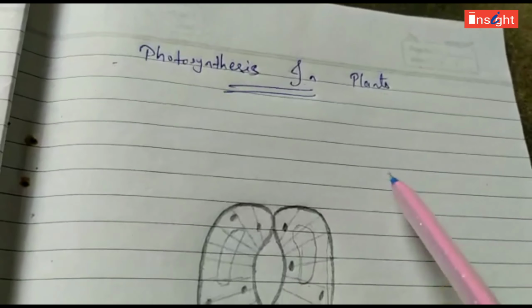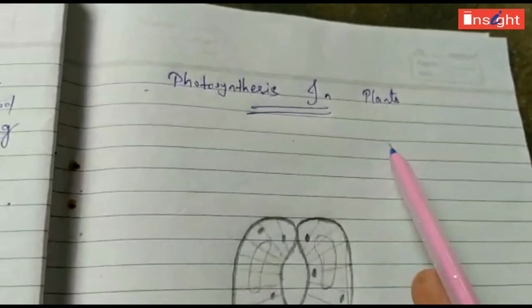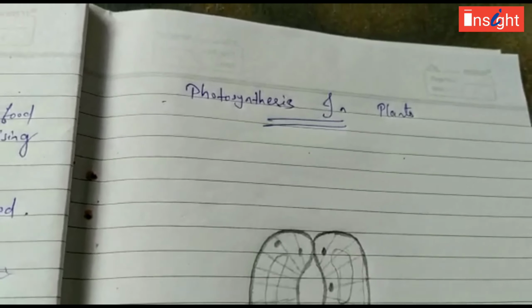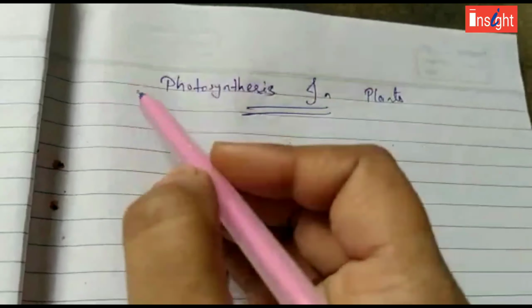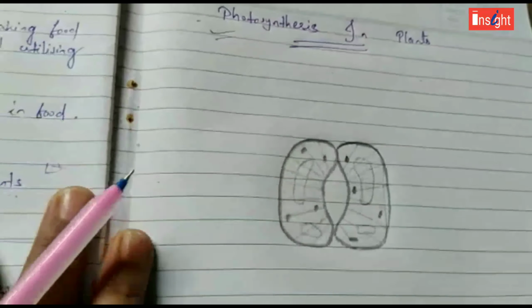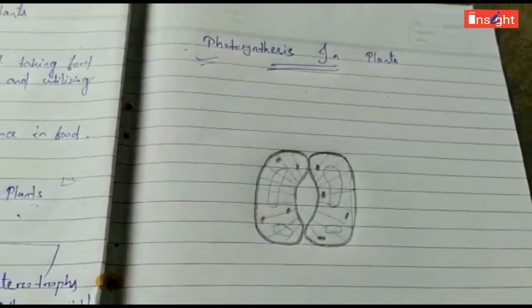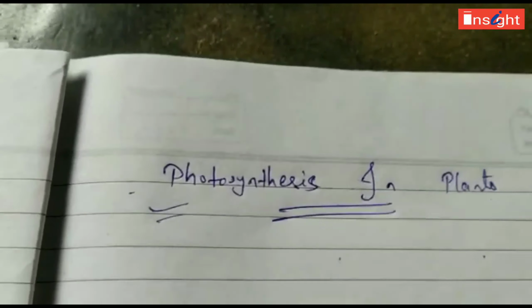So photosynthesis in plants is the process by which green plants make their own food. That process is called photosynthesis. In this process, the plants use carbon dioxide, water and sunlight.